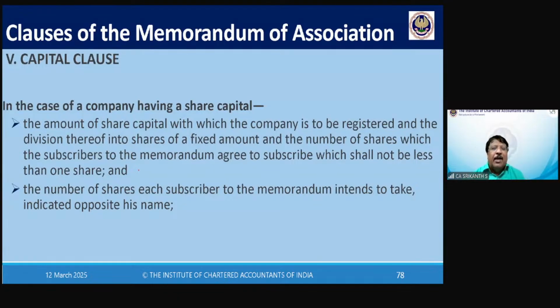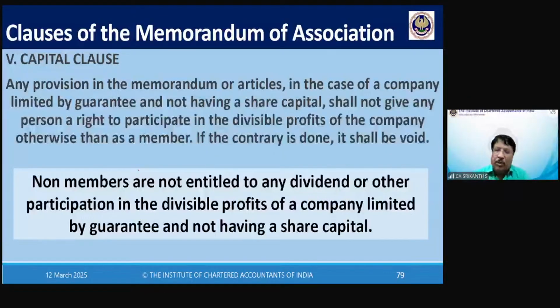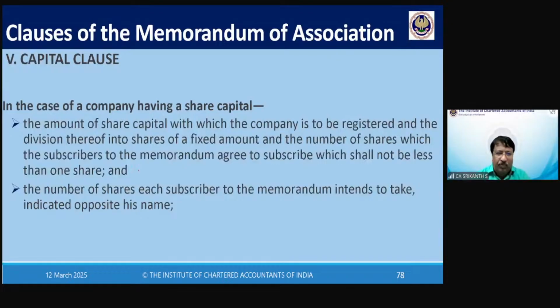Suppose they issue shares, maximum they can issue only 10 lakh shares. So the amount of share capital with which the company is to be registered and the division thereof into shares of a fixed amount. Also, the number of shares which the subscribers agreed to subscribe, which shall not be less than 1 share. So if you are a signatory to the memorandum of a company having share capital, then minimum you have to take 1 share. This will be mentioned in the capital clause, number of shares each subscriber intends to take. Actually, usually it's mentioned below, after the association clause, the capital clause will be mentioned.